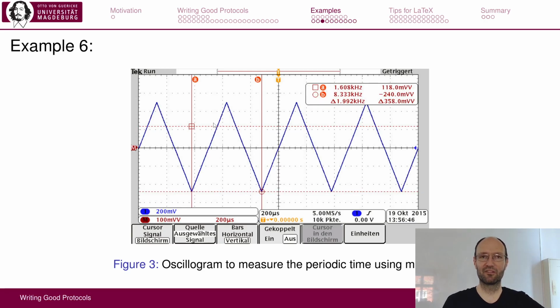So as you can see, this is a screenshot from some oscilloscope measurement from some Tektronix device, and the figure caption is: the oscillogram to measure the periodic time using markers. So you are all engineers, maybe not all electrical engineers, because we also have some process engineers, but now I'm giving you, I don't know, 30 seconds to take a look at this diagram, and I will ask you, what is the periodic time?